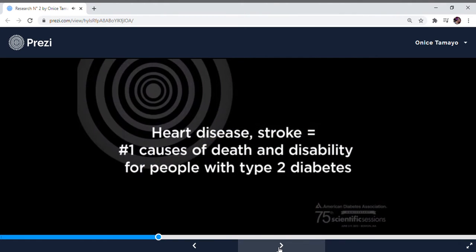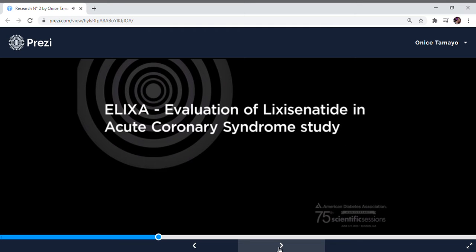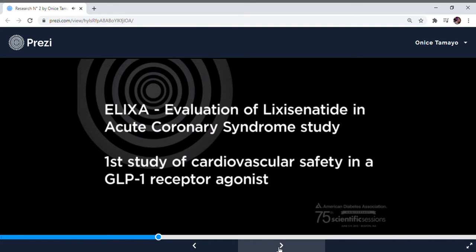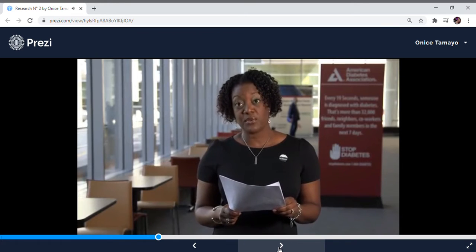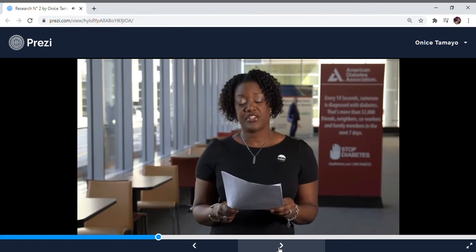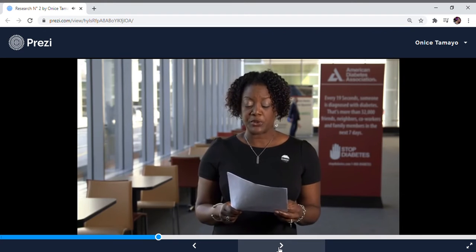This is especially important because heart disease and stroke are the number one causes of death and disability among people with type 2 diabetes. The evaluation of lixisenatide in acute coronary syndrome study, ELIXA for short, is the very first clinical trial to study cardiovascular safety in a GLP-1 receptor agonist, one member of a class of widely prescribed drugs used to lower blood glucose levels in people with type 2 diabetes. These drugs are derived from gut hormones and may be used as a secondary treatment when other medications fail to sufficiently lower blood glucose levels.